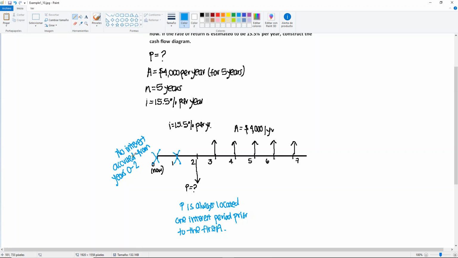0 to 2. So if there's no activity going on, the interest that we have here doesn't apply to years 0 to 1 and 1 to 2 because we do not have any cash flows prior to this. So therefore we can take this out of the analysis. So I'm just going to put here that it should not be considered in the analysis.